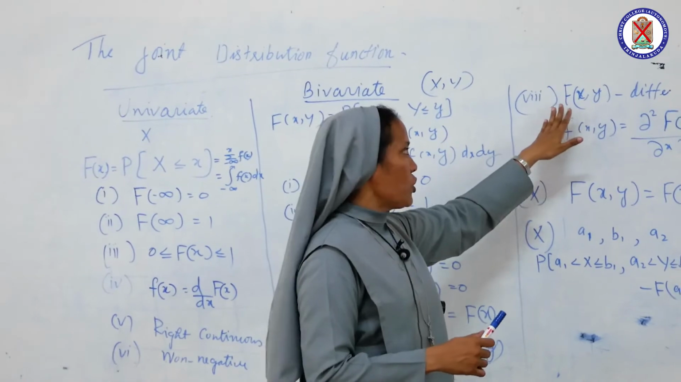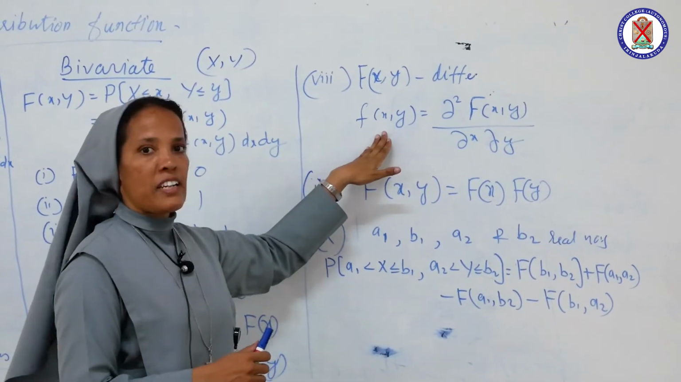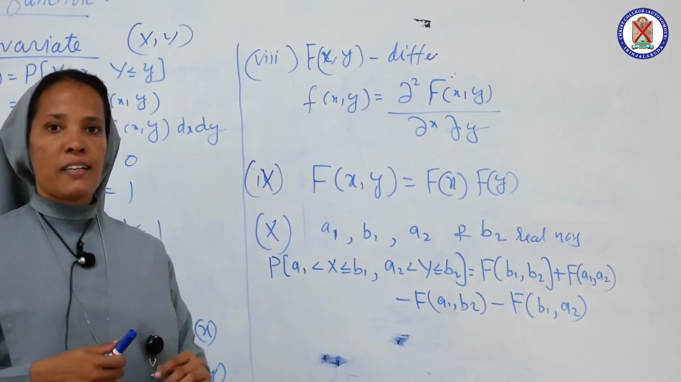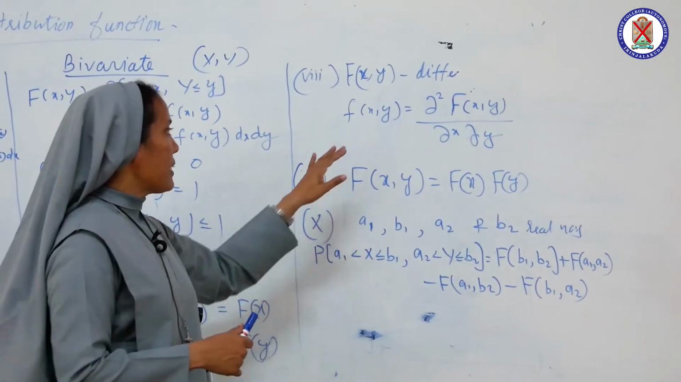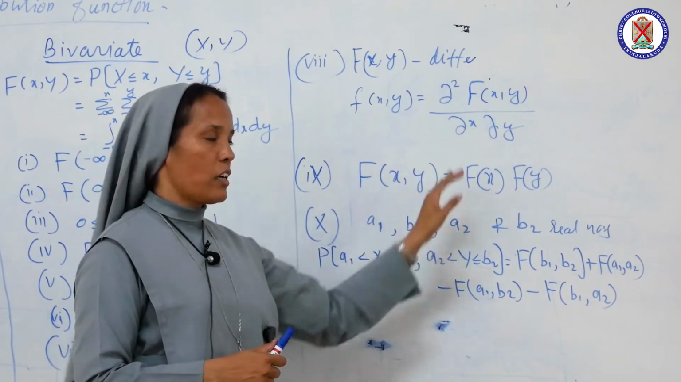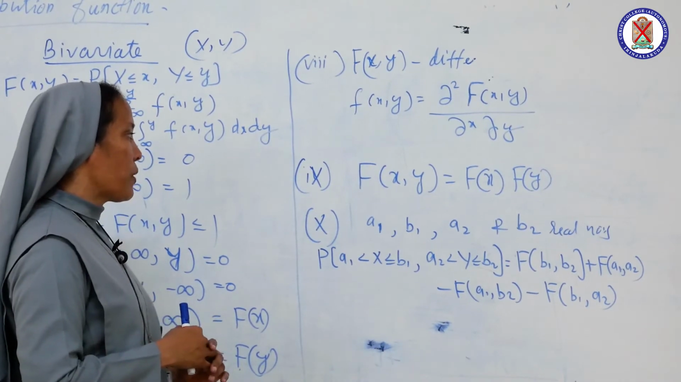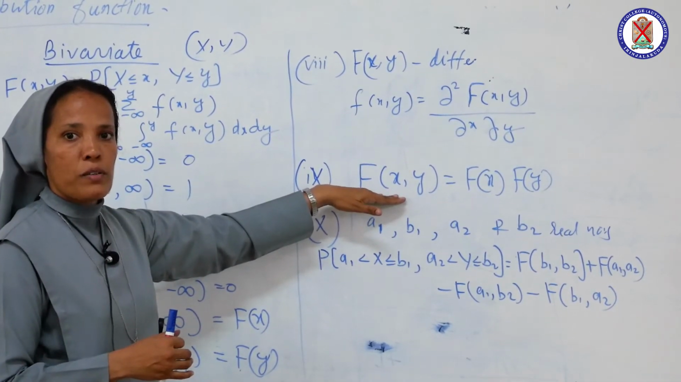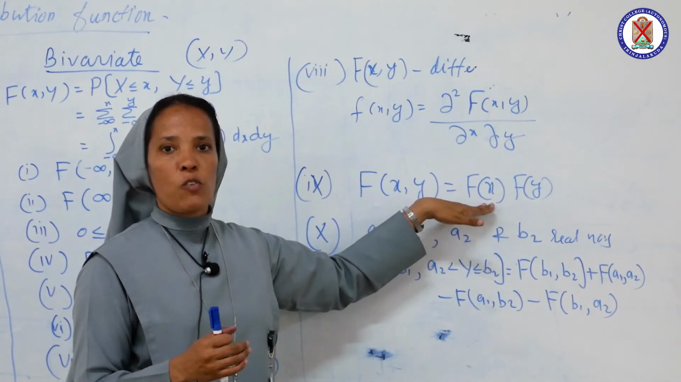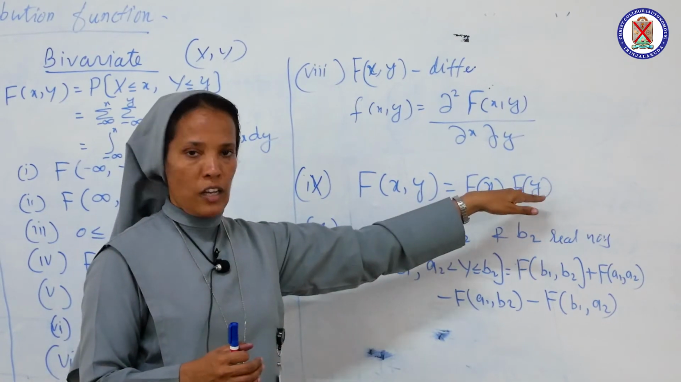Also we have the next property: when the distribution function is differentiable, we can obtain the joint density function from the distribution function by differentiating with respect to x and with respect to y, that is f of x y is equal to del square F of x comma y divided by del x into del y. And when the random variables x and y are independently distributed, the distribution function can be written as the product of marginal distribution functions of x and y, that is F of x comma y is equal to F of x into F of y.